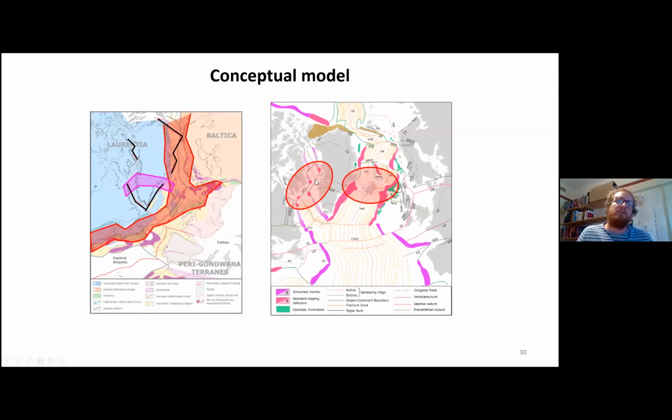We need to further explore this connection over here to Davis Strait. But otherwise, there's a lot of work to do, and this is really just a conceptual model based on reviews we did and ideas we got during these workshops. So that's it. Thanks for listening.